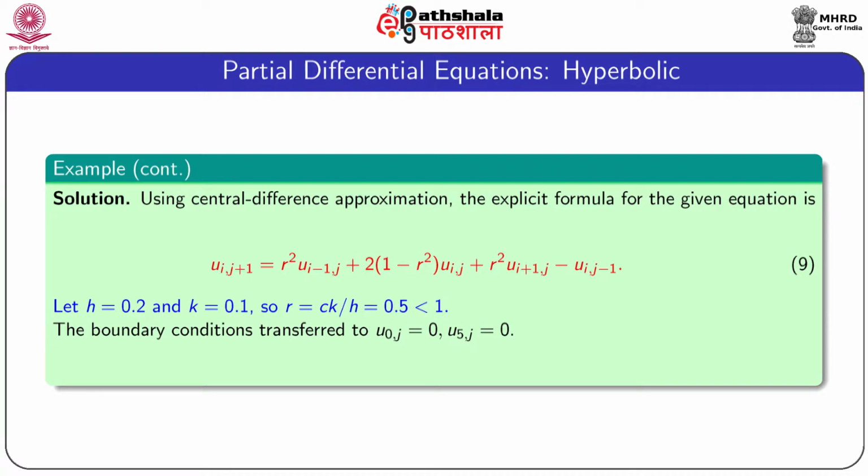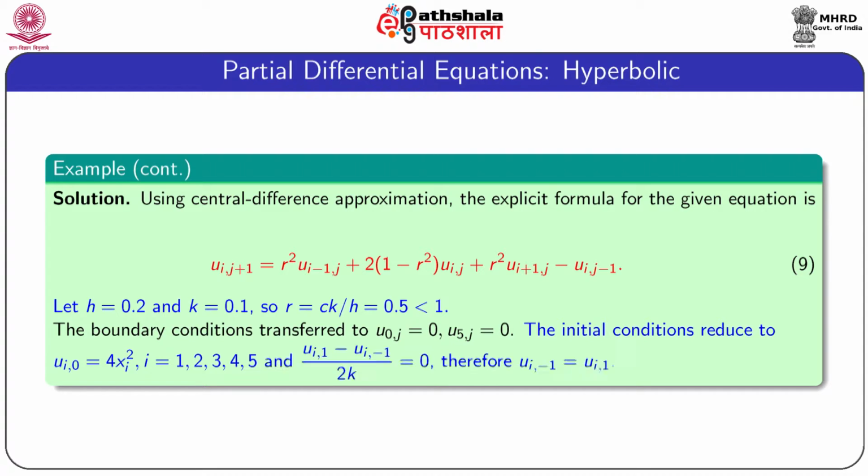The boundary conditions are u(0,j) equal to 0 and u(5,j) equal to 0 for all j, and the first initial condition reduces to u_{i,0} equal to 4x_i square for i equal to 1, 2, 3, 4, 5, where 5 is the number of sub-intervals along x direction, and the second initial condition, that means del u by del t equal to 0, is transferred to (u_{i,1} minus u_{i,-1}) whole divided by 2k equal to 0. So, this is the central difference approximation of the initial condition for the first derivative. So, from this relation we can write u_{i,-1} equal to u_{i,1}. So, these are the boundary and initial conditions for the given problem.